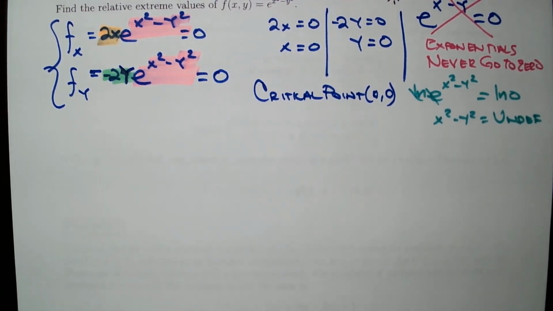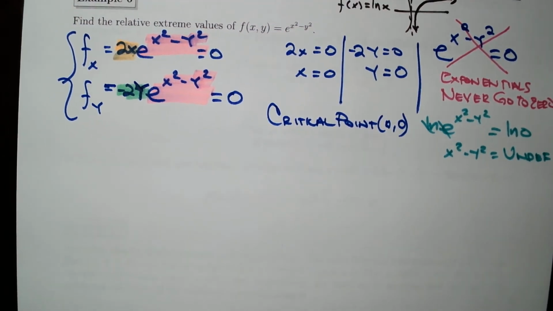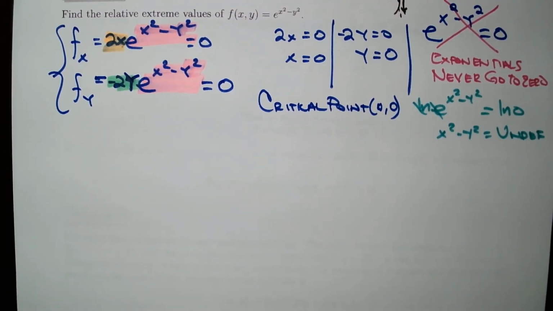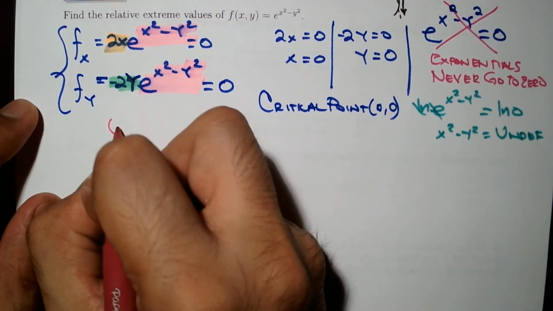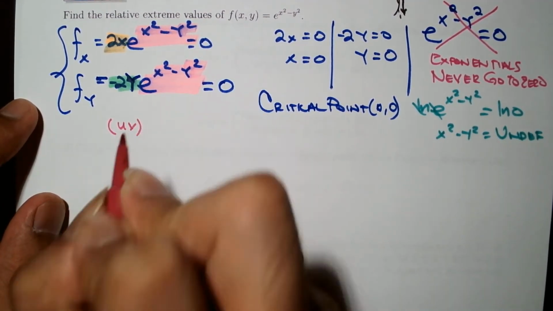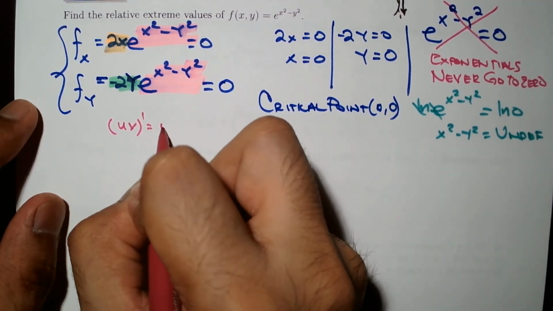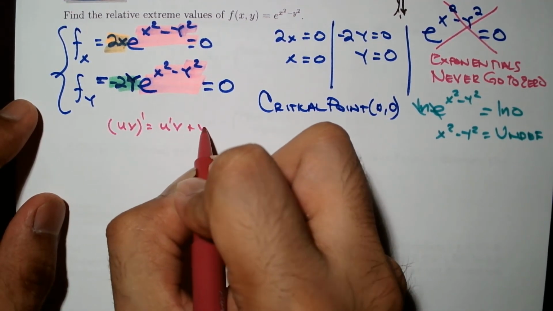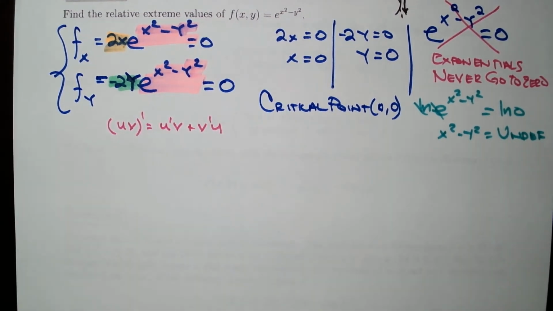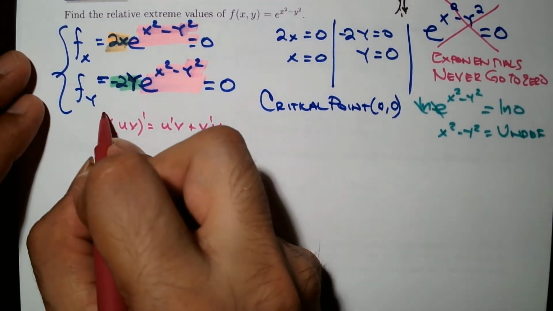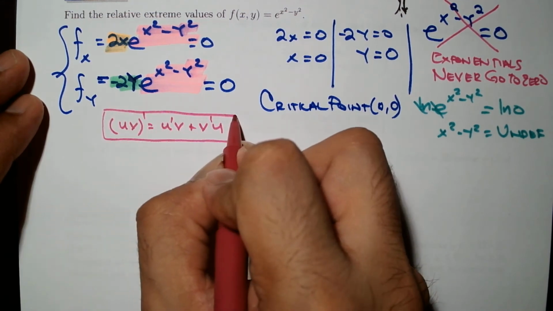Alright, so here is the part that it's going to be a lot of fun. We are going to use the product rule with partial derivatives a few times here. So number one, let's recall what the product rule is. The derivative of a product uv is u prime v plus v prime u. Okay, so that's the rule that we need to recall here.